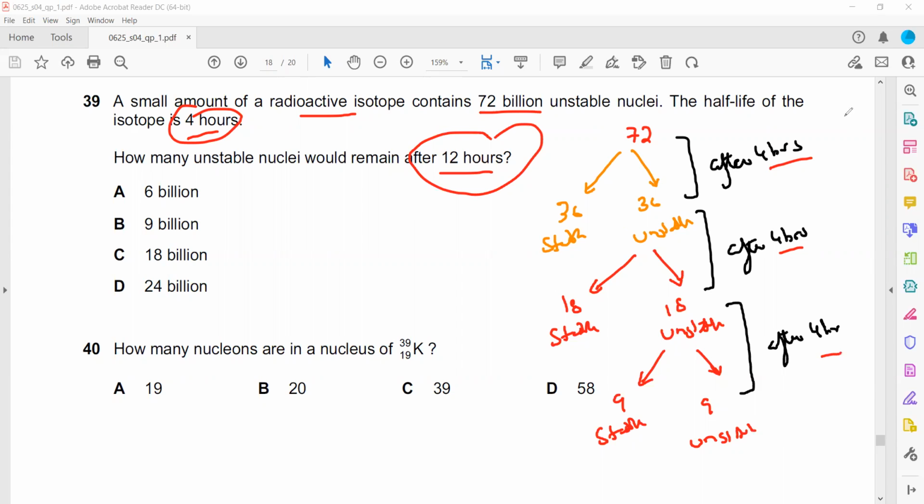So what is the total duration? 4 hours, 4 and 4. So total duration 12 hours. So if we start with 72 unstable and the half-life is 4 hours, after 12 hours how many are we left with unstable? So 9 billion of them will remain as unstable.